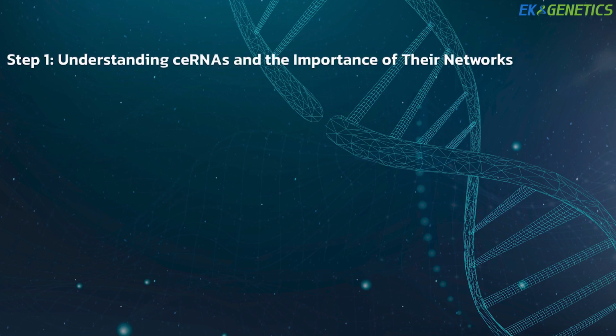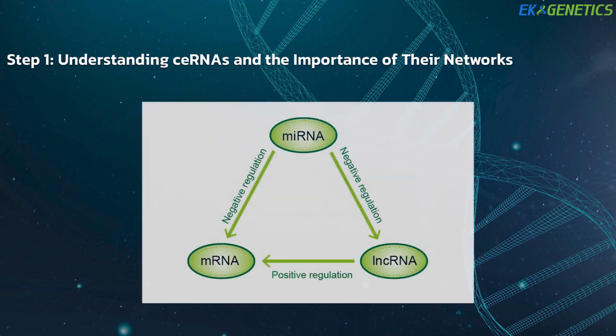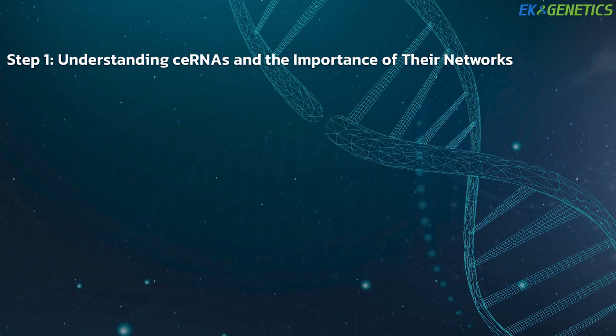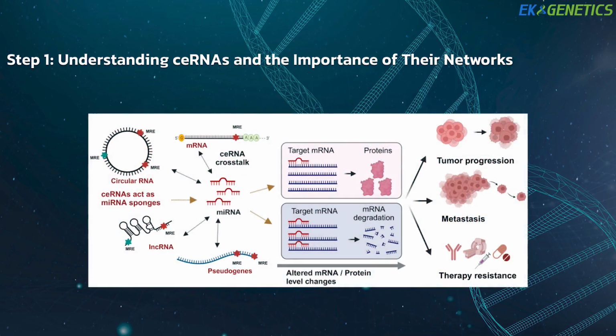Step 1. What are ceRNAs and why are they important? Let's first understand what ceRNAs are. ceRNAs, or competing endogenous RNAs, are transcripts, such as lncRNAs, mRNAs, and even circRNAs, that regulate each other by competing for shared microRNAs. In other words, they act like molecular sponges. A lncRNA can bind to a miRNA, preventing that miRNA from binding to its target mRNA. This indirect competition changes the expression level of mRNAs and can significantly influence cellular processes.